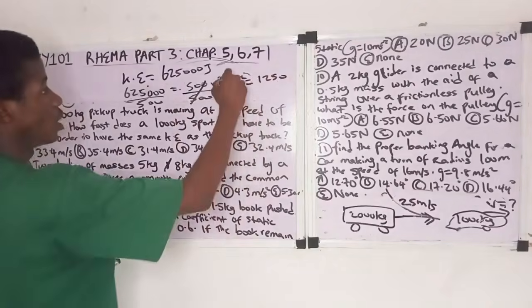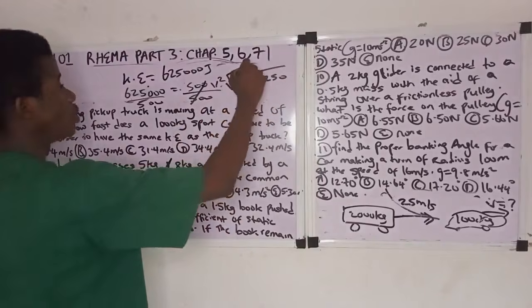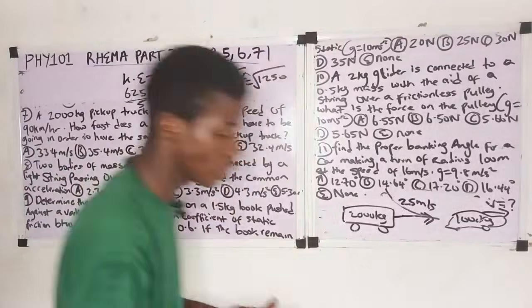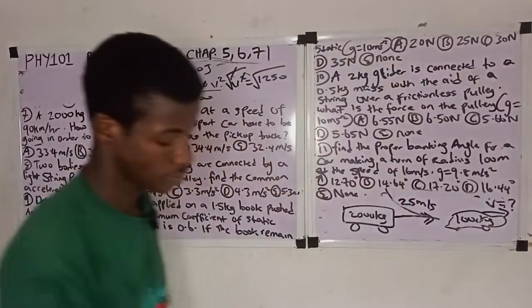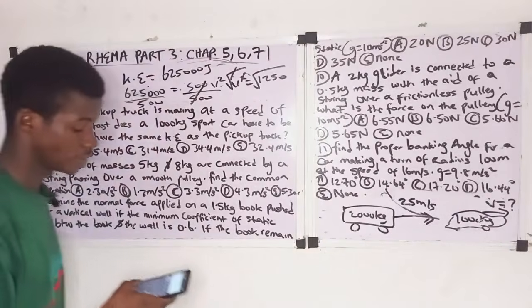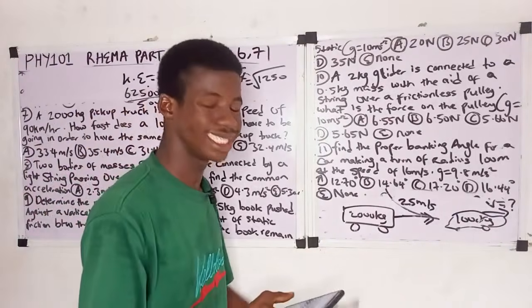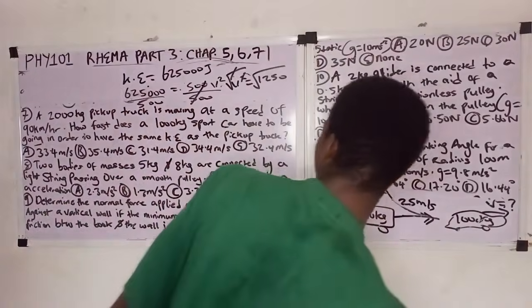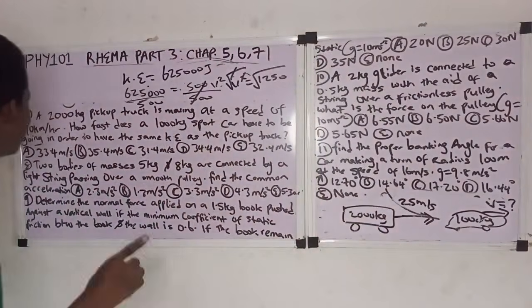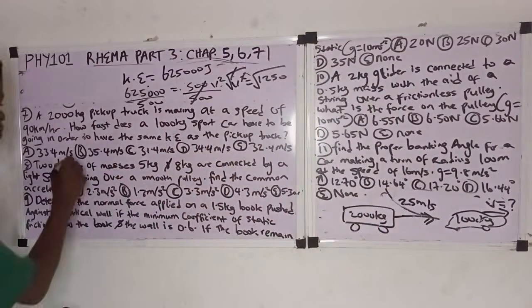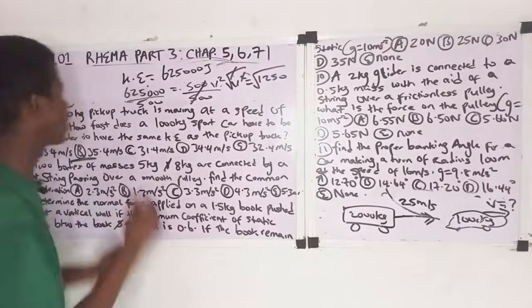Are we done yet? No. We take the square root of both sides. The square will cancel the square root. Then we take the square root of 1,250, which will give us 35.355. Okay, so our answer is 35.355.